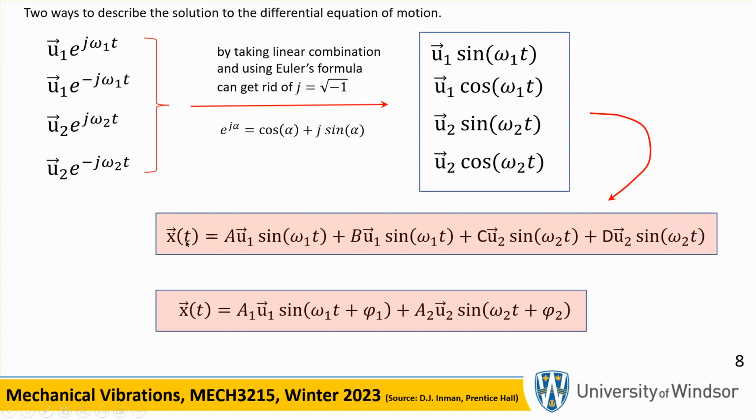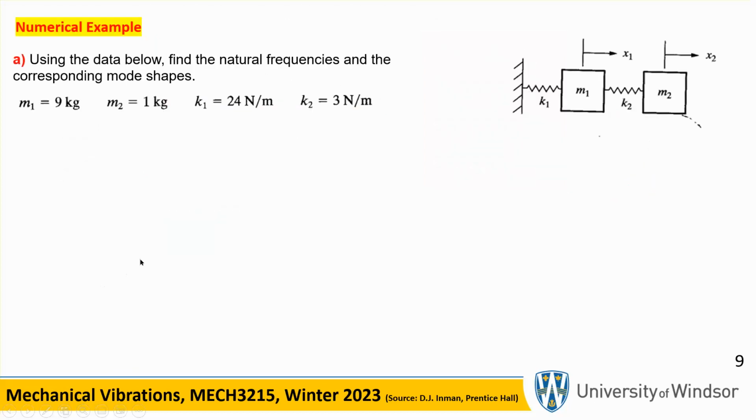So this is a solution, but this can be massaged to look like that. This is also a solution, whichever is convenient. Let's do an example. Suppose we have a mass M1 equal to 9, mass M2 equal to 1. This stiffness is K1, and this stiffness is K2, 24 and 3.